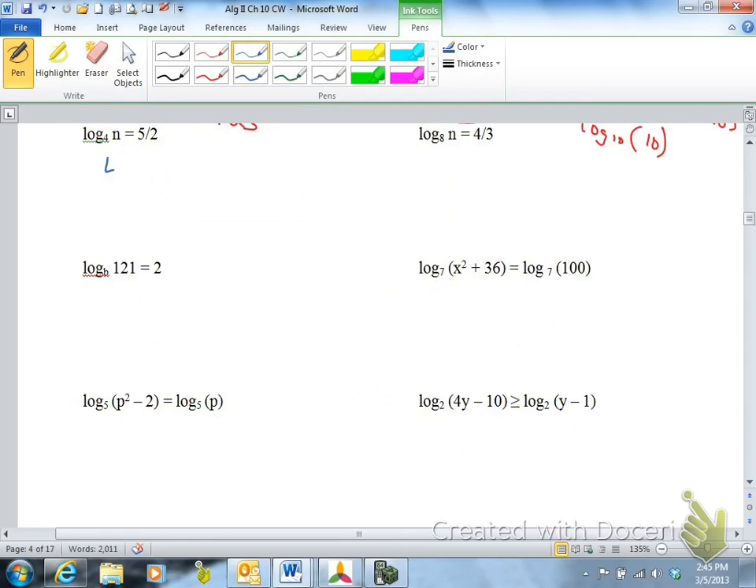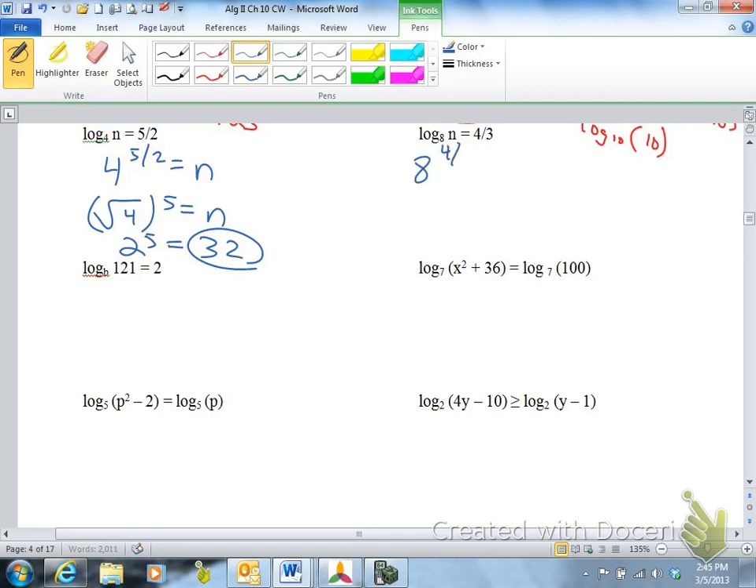So on this one, you'd write 4 to the 5 halves equals n, which should be the square root of 4 to the 5th, which is 2 to the 5th, and that's 32, the answer you should get for that. The next one you have 8 to the 4/3 equals n. That would be the cube root of 8 to the 4th equals n, which is 2 to the 4th equals n. So n is 16, and neither of those are extraneous.